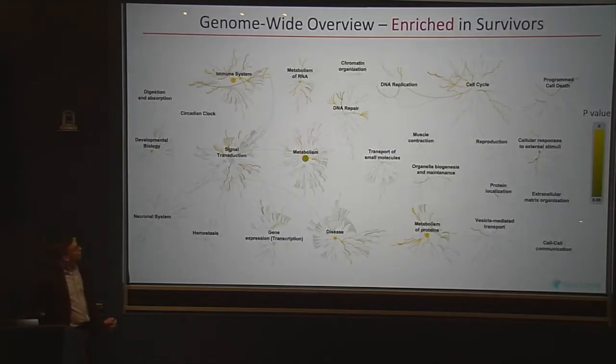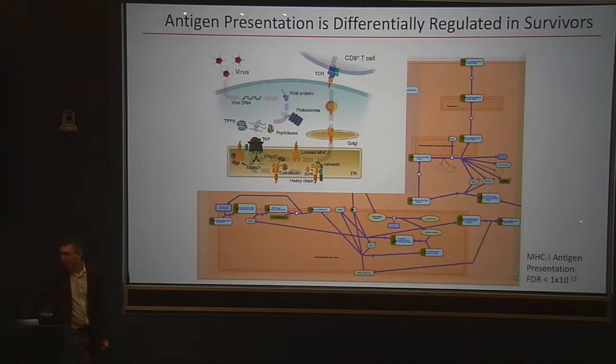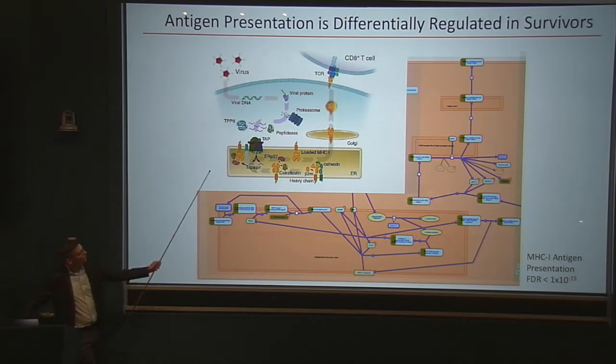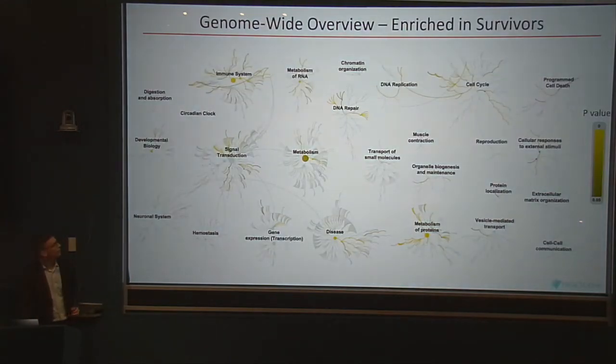What's more rich here is the data set of what was actually enriched in the survivors. So the previous was depleted, and now this is enrichment. And we see the immune system lighting up. So of course, this is something we're interested in. If we zoom in on this, we see that the pathways that are differentially regulated are involved in this process of antigen presentation that we talked about earlier, this way of getting the virus processed and presented on the cell surface so it can be recognized by the CD8 T cells. So again, no real surprises, but nice confirmation that the method worked.